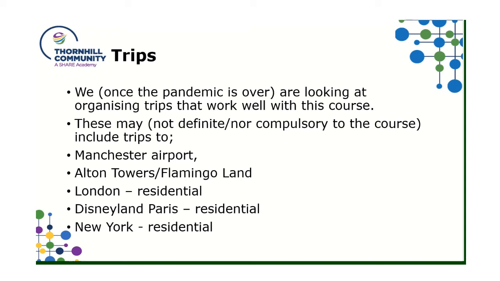But we are looking at, once we can start organising trips again, going to places like Manchester Airport, so we've got an idea as to how an airport works and functions. Going to Alton Towers and Flamingo Land as attractions that might help us with Unit 2 and also possibly Unit 1 as well. We're possibly looking at going to London and seeing all the attractions that are available to us down in London.